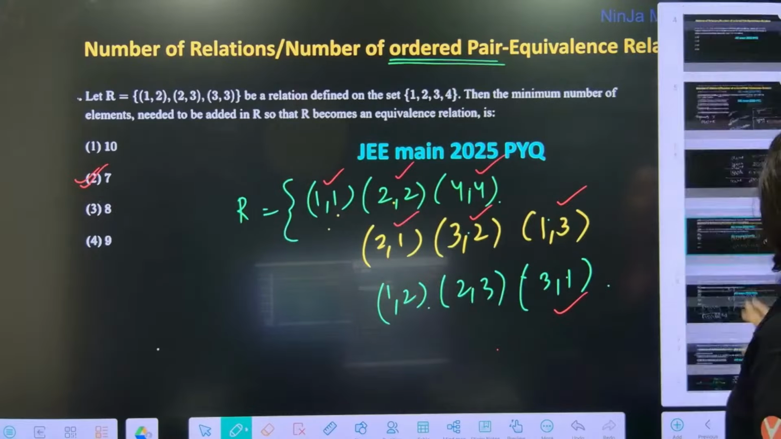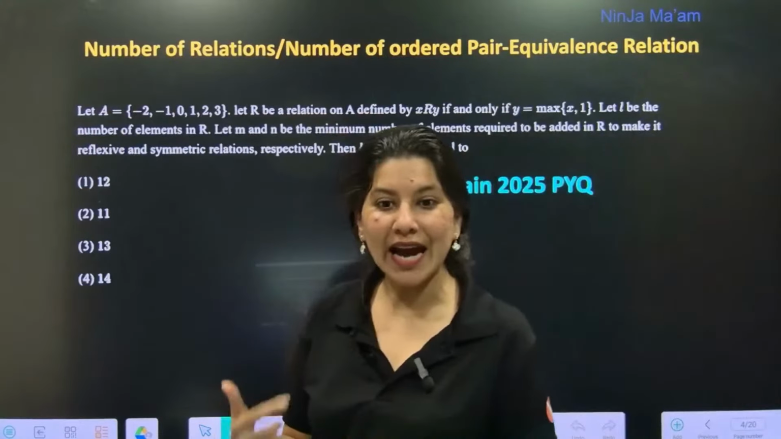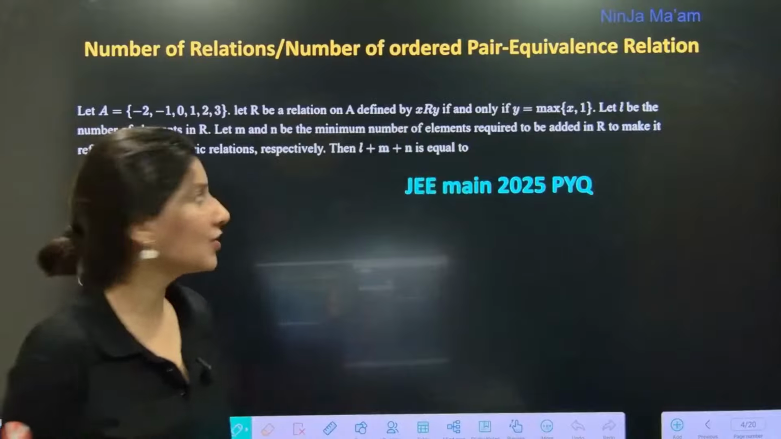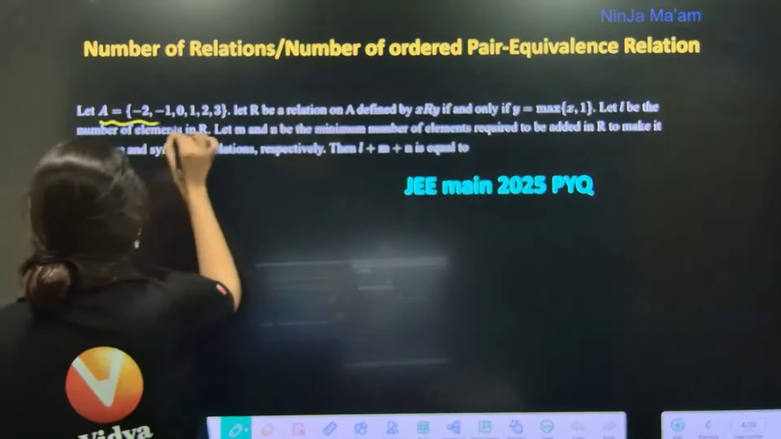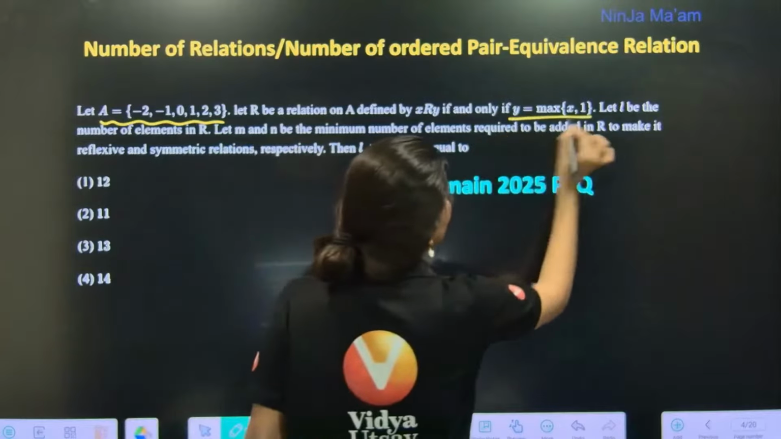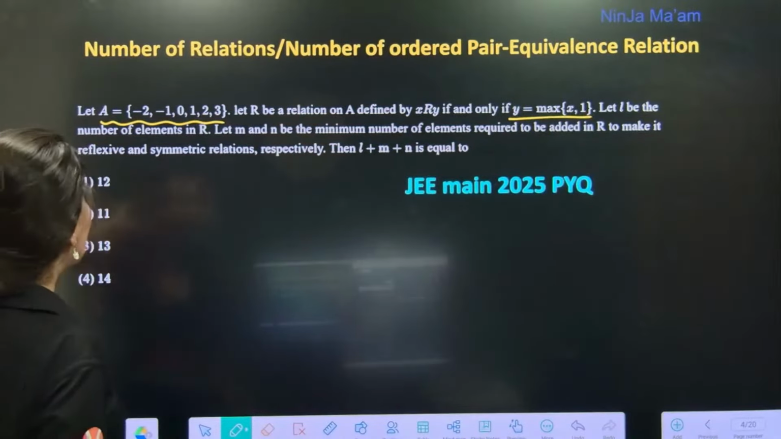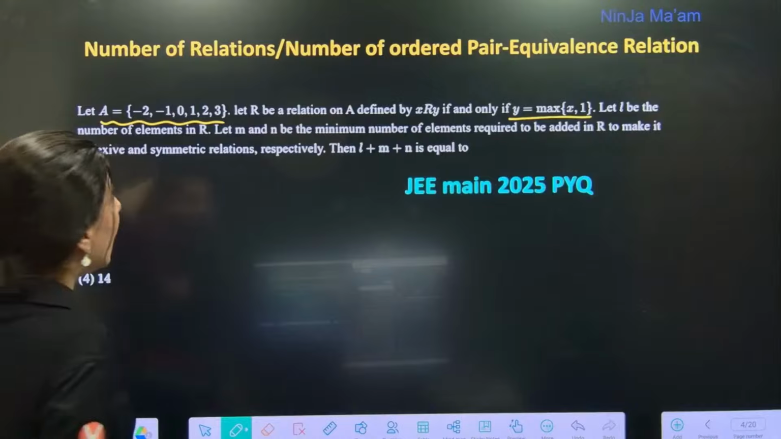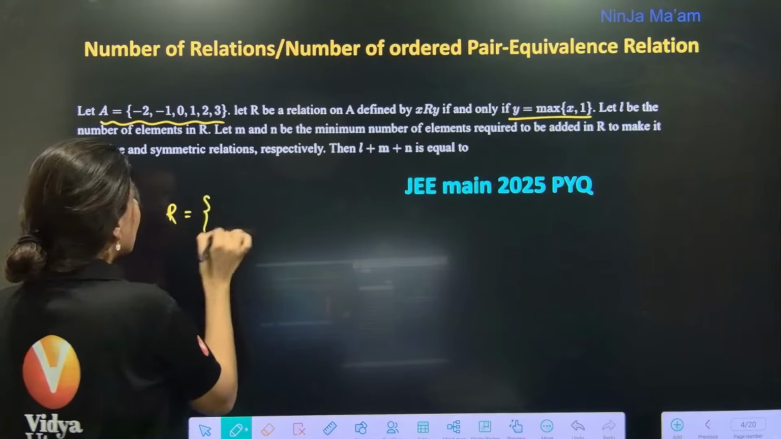Okay. Perfect. Now another question on your screen will ask you about adding the number of ordered pairs. Shall we start? A set is given to you. Okay, this is your A set. And R is a relation in such a way that y is equal to maximum of x, 1. Correct? So let me just calculate. Let L be the number of elements in R. So let me create relation R quickly.